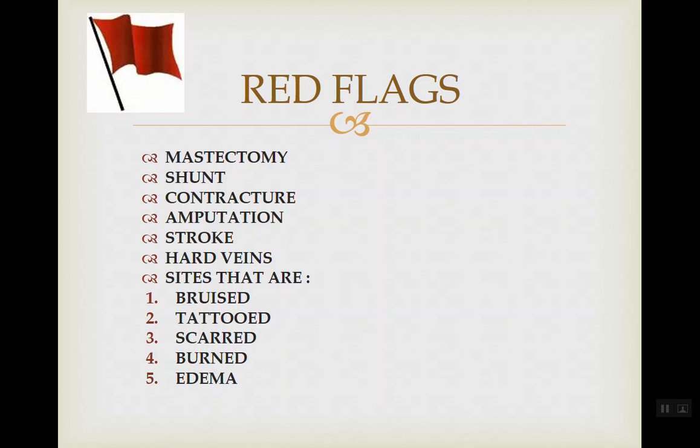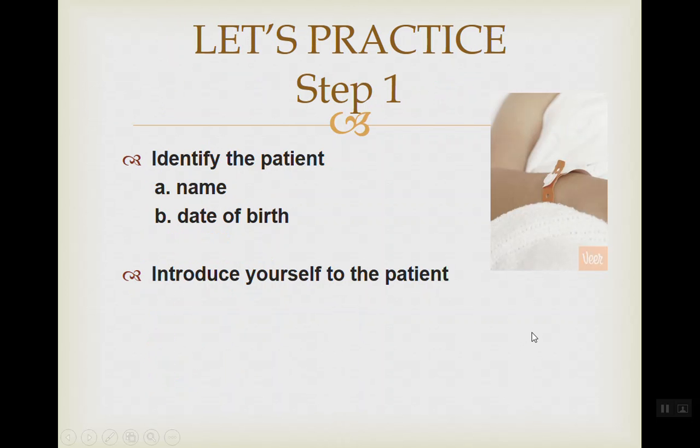We never want to take someone's arm and, if they're contracted, force that down and try to put an angiocath in there. You want to try to avoid the side that patients have had a stroke on because they have impaired circulation on that side. You'll want to try to avoid the side that's bruised, tattooed, scarred, burned. Burned patients have impaired circulation. So all of those areas, if possible, you want to try to avoid when you're sticking someone.